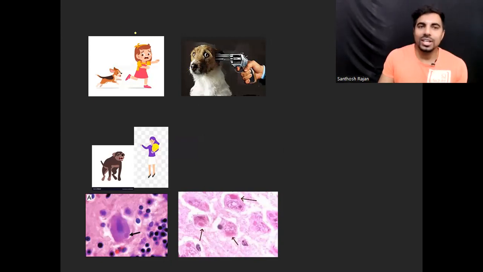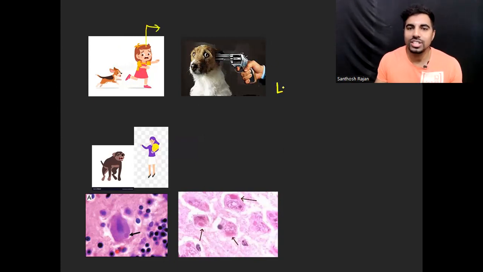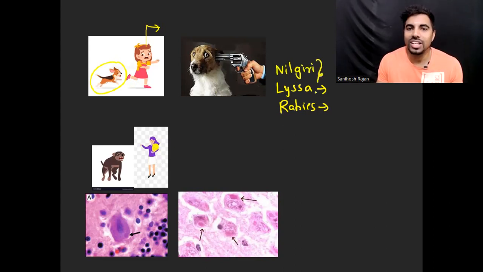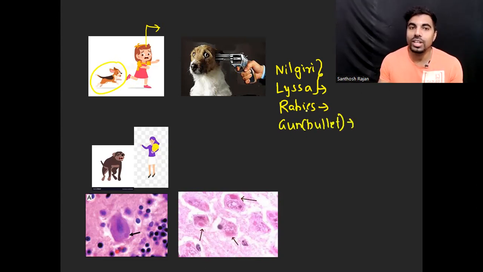So this girl, her name is what? Lisa. Lisa's dog is crazy, it got rabies. Lisa is from which place? She's from the Nilgiris, my place. Her dog got rabies. So what does she want to do? She wants to kill it with a gun and a bullet. She wants to put a bullet into the dog and kill it. Or what does she want to do?